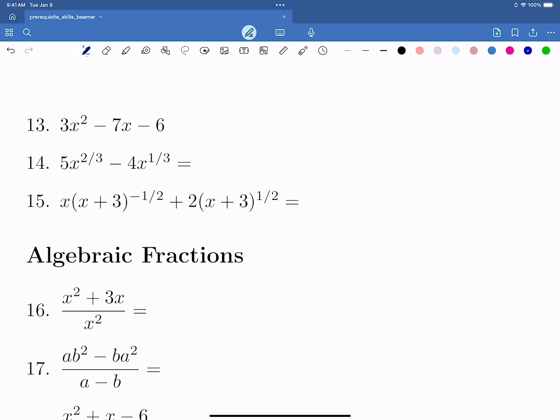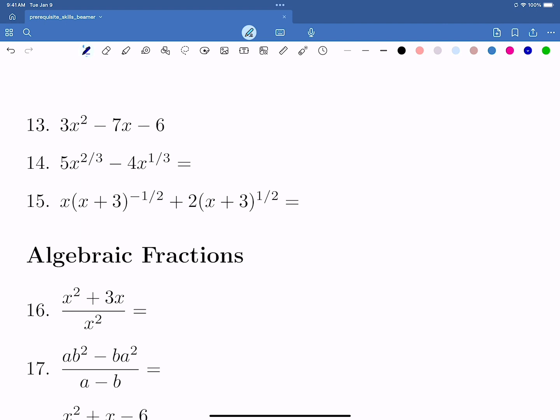Number 14. This one's not a trinomial. We have two terms, so what we're going to do is factor out what they have in common, the largest thing that they have in common. So when we're comparing exponents, we're going to factor out the smaller of the two exponents because that's what they have in common.